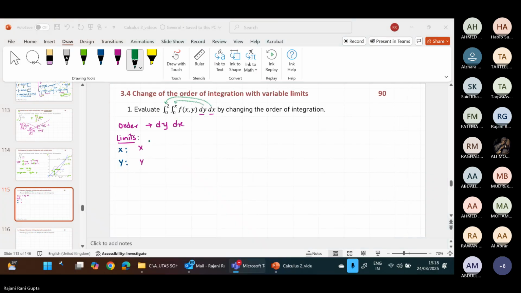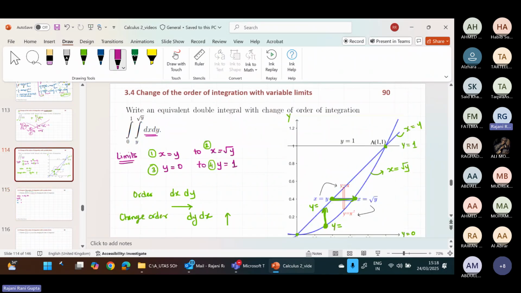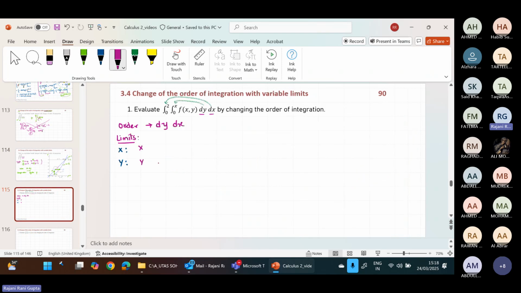I mean, if my question is clear, I want to know, in this question, I said x is varying from x equal to y to x equal to root y, and y varies from 0 to 1. So I need this for this question. What do you mean by double, Ahmed? X is what and y is what?